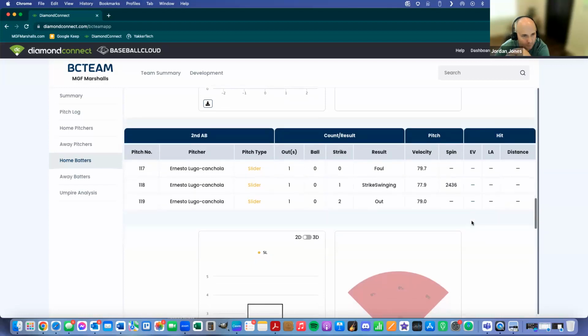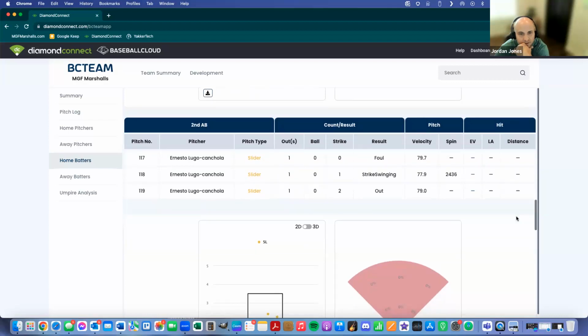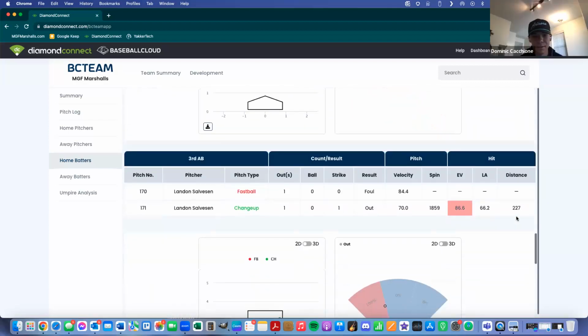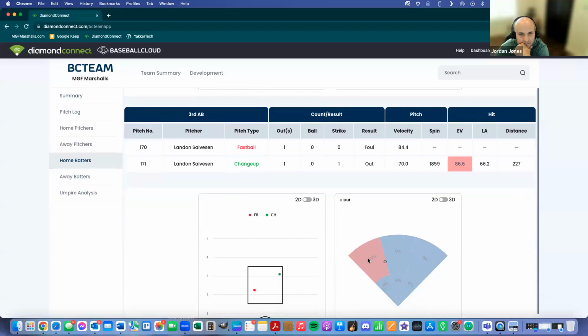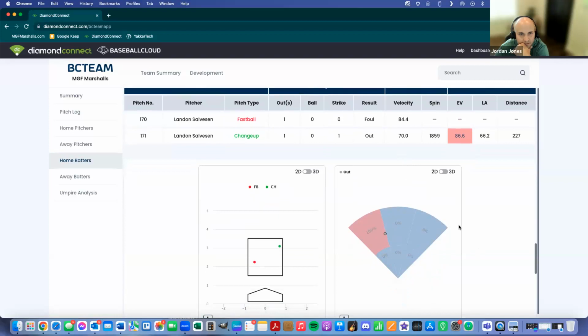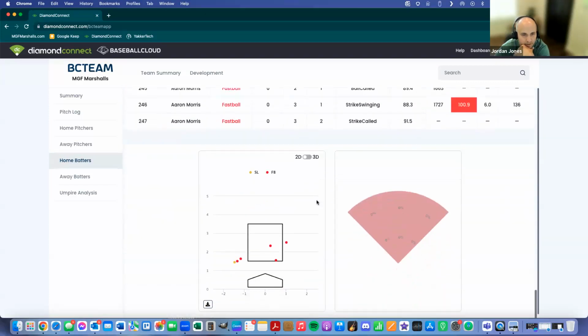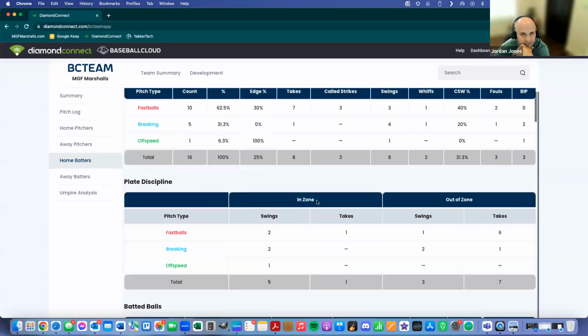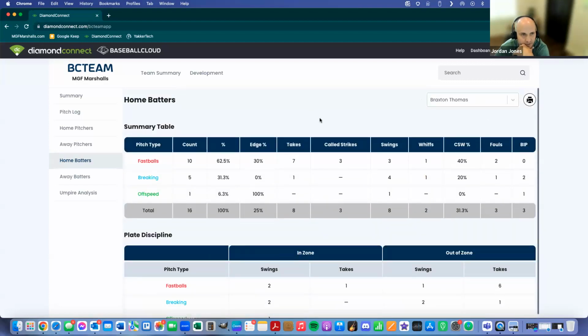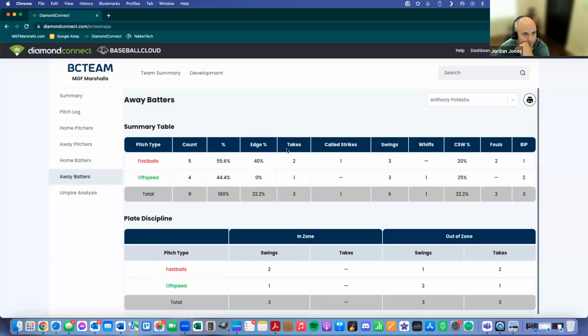So you can go through each at bat if you wanted to, pitch by pitch, and then where that was. And then here was a base hit. Or a foul out. So he got out. He popped it up on a changeup. Cool. Fourth at bat. Same thing. Okay. So that's the reporting on each hitter that we can do. Same thing for away batters.